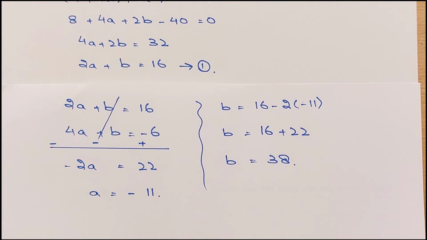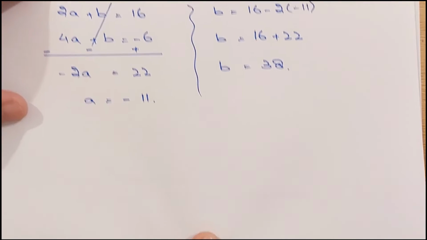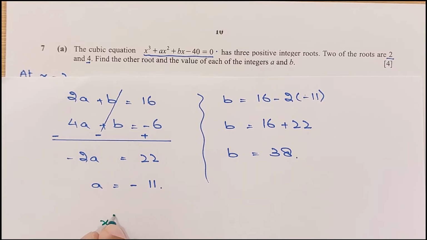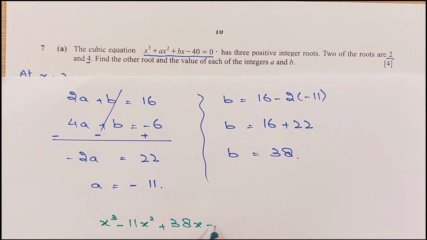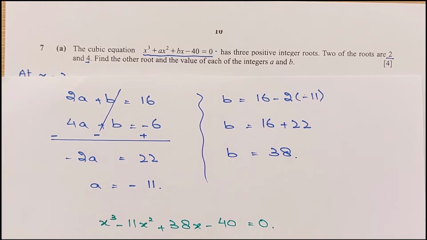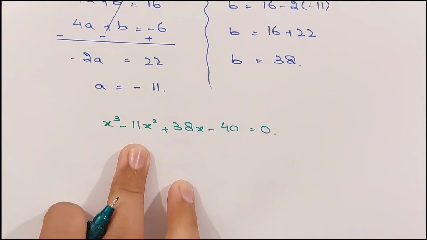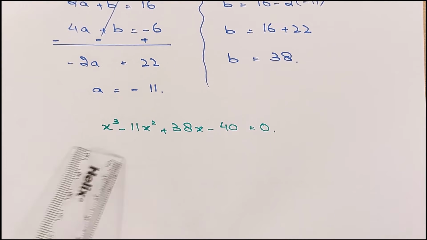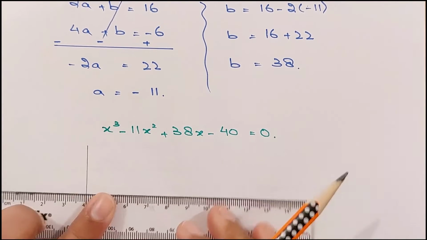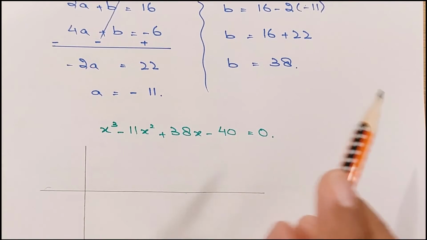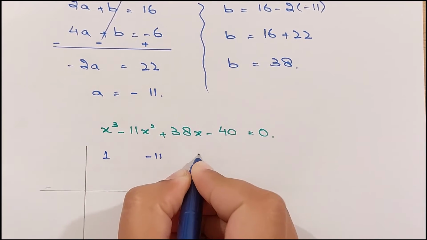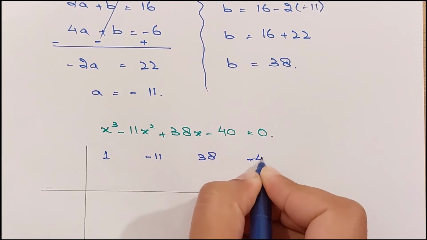Right. Now let me write down the cubic equation by substituting the values of a and b. Okay, so the cubic equation is x cube minus 11x square plus 38x minus 40. This is equal to 0, right? We have to find the third root. So let me apply synthetic division here. And we know that 2 and 4 are the roots, right? So the coefficient of x cube is 1, x square coefficient is minus 11, x coefficient is 38, and the constant term is negative 40.